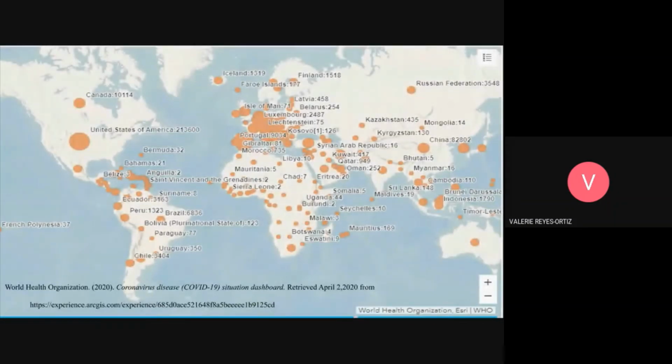So here is a map that represents how COVID-19 is currently manifesting throughout the world, showing clearly the most affected areas like United States, Italy, Spain, China, Germany, and France. And as we know, this spreading will probably continue to increase.